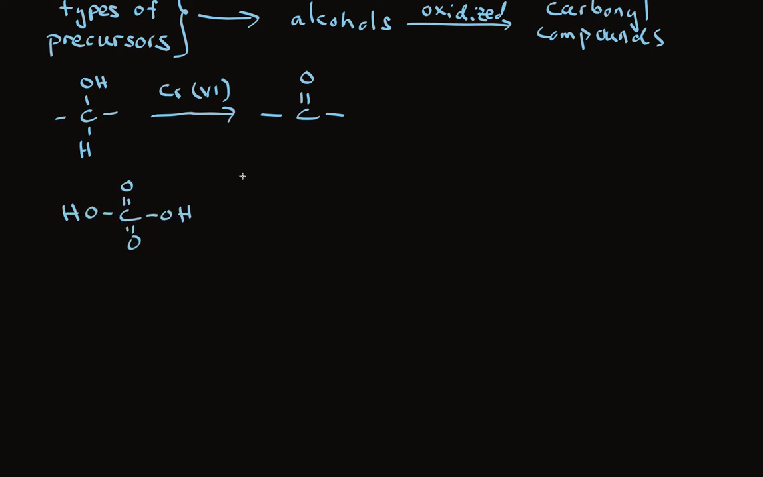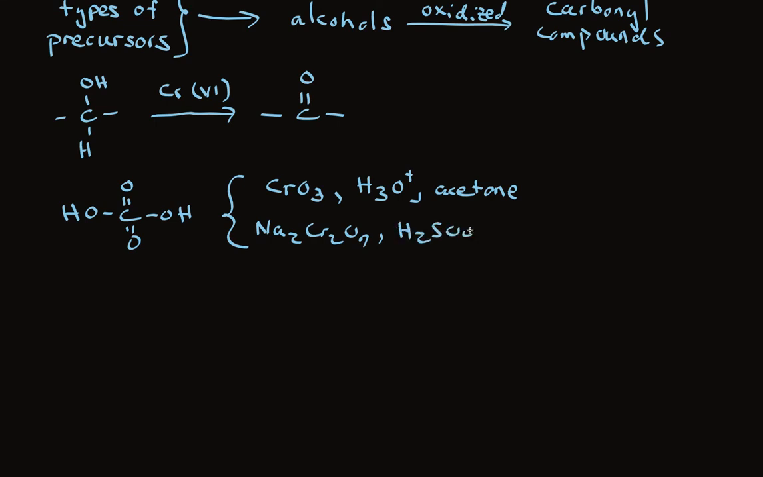This oxidizing agent can be made using chromium trioxide together with aqueous acid and acetone. Acetone is a solvent, uninvolved in the reaction, but solvent in this case is important. The other one is sodium dichromate together with sulfuric acid and water. So when you see either of these sets of conditions, you know that we're talking about oxidation with chromic acid.